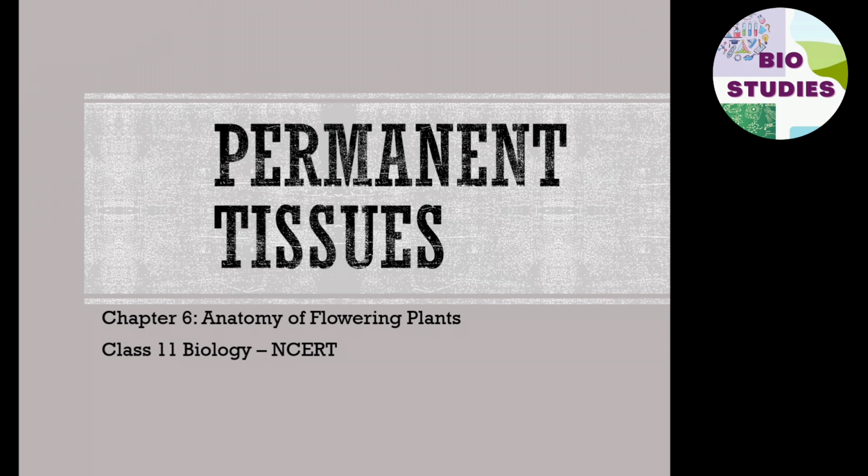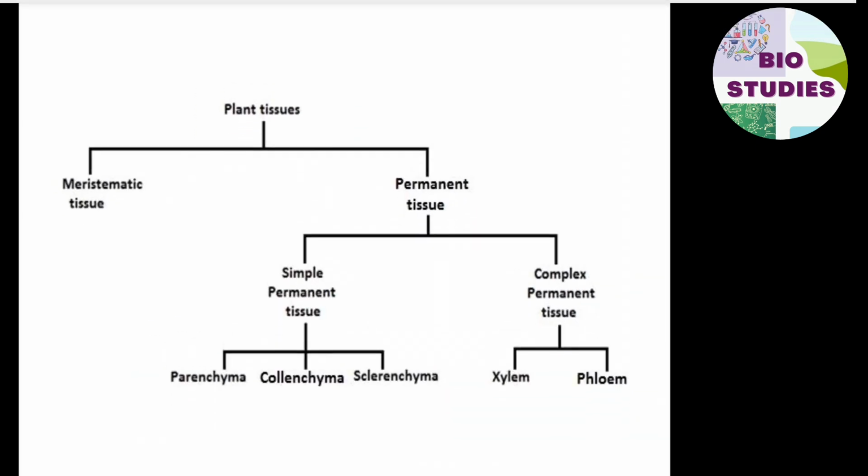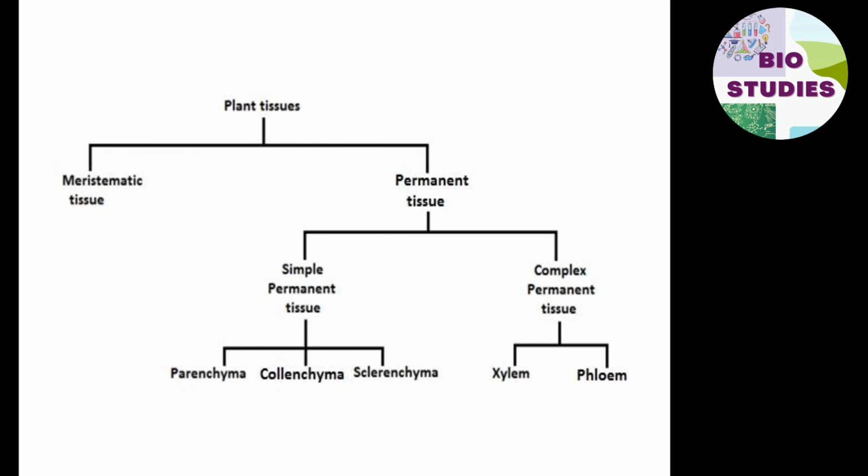So, today's topic of discussion is permanent tissues from the chapter Anatomy of Flowering Plants. So, let's begin. Our first slide is based on the flow chart of plant tissues. Plant tissues are of two types, meristematic and permanent tissues. We have completed the topic of meristematic tissues, so it's time to learn permanent tissues.